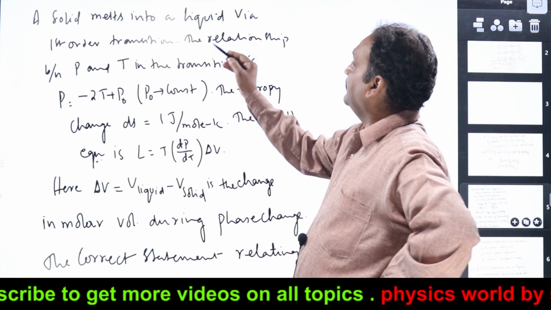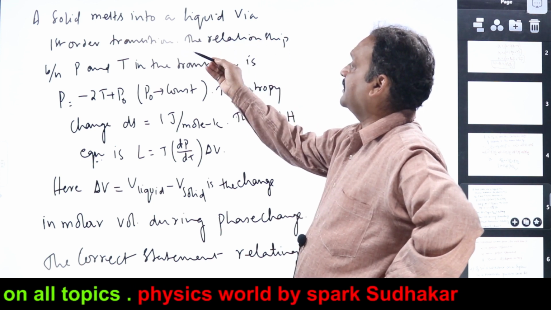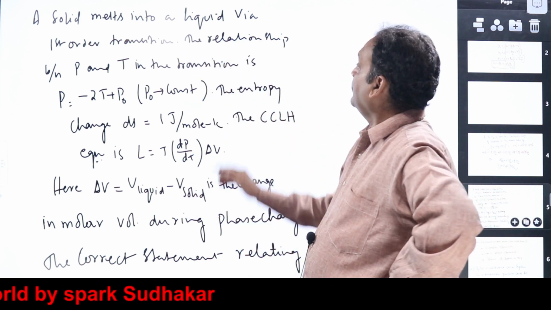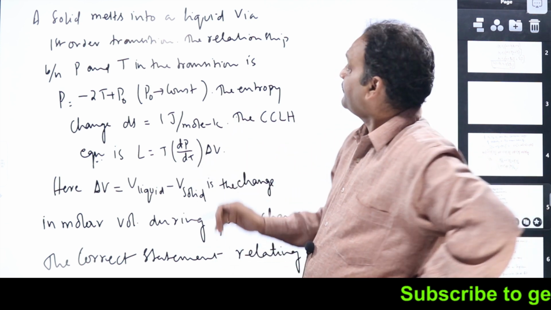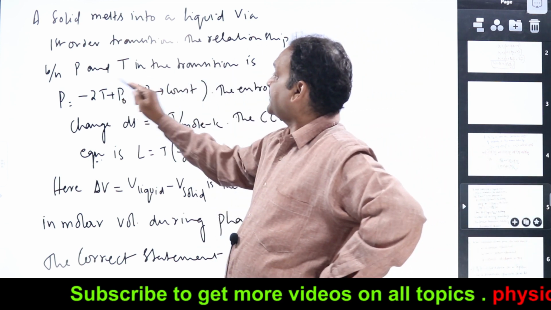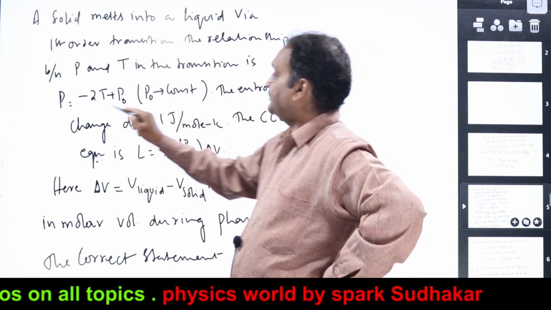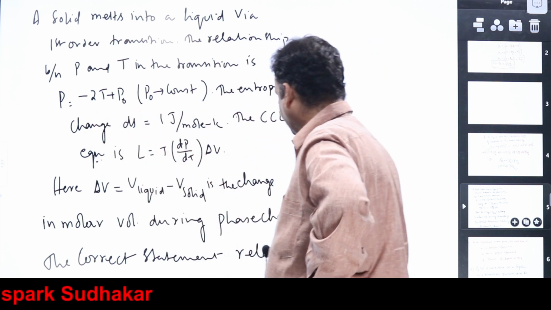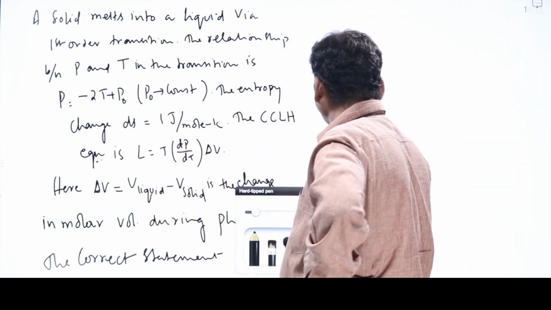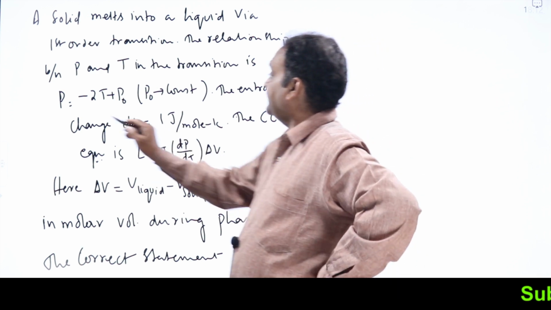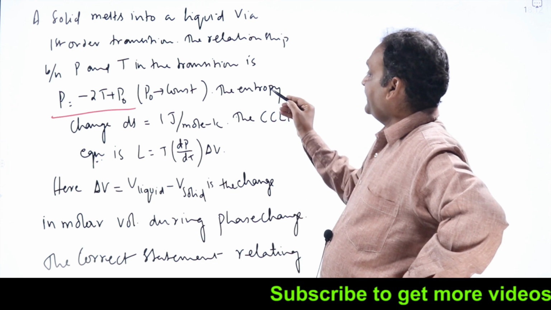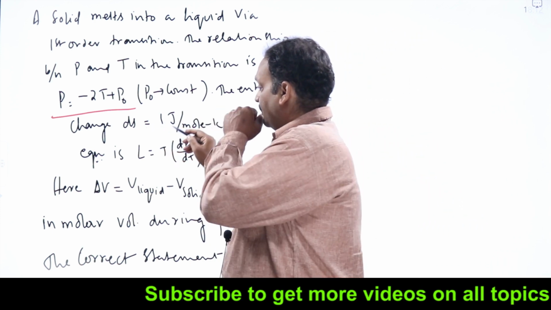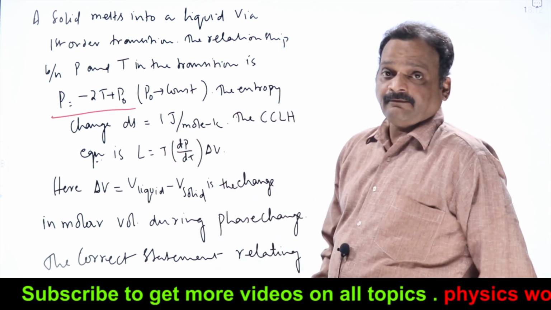A solid melts into a liquid via first order transition. A solid is melting; basically, the process is a melting process. The relationship between pressure and temperature in the transition is P equal to minus 2T plus P naught, where P naught is a constant. The entropy change dS equal to 1 joule per mole Kelvin.